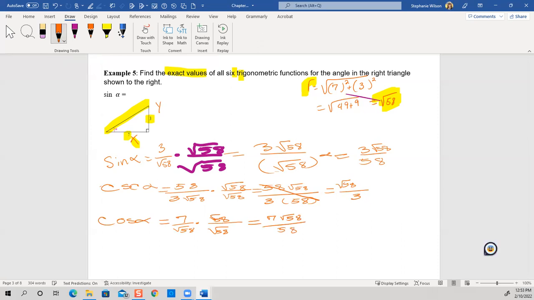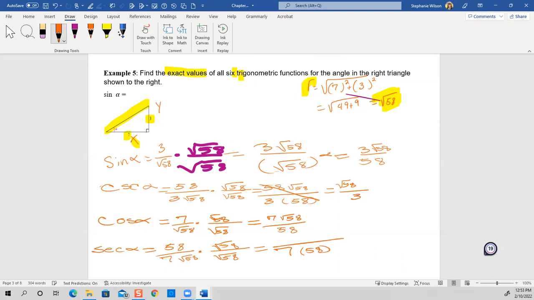So I know what cosine is. I can find out what secant is by flipping cosine, reciprocal of it. So I got 58 over 7 square root of 58. And we got to multiply by the square root of 58, right? Because we can't have the root in the denominator. And square root squared gives me the radicand. So I have 7 times that 58.